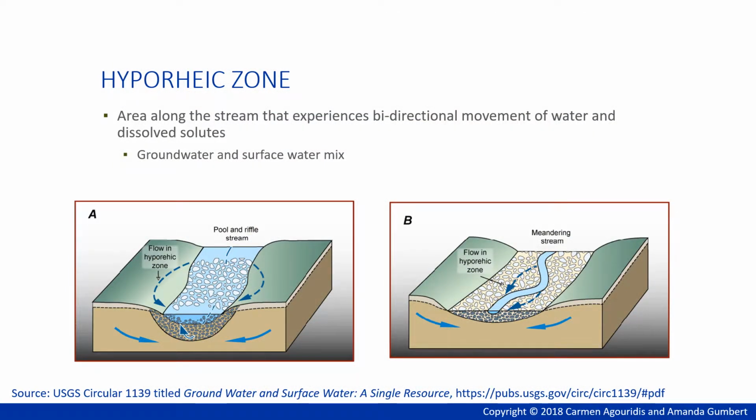Another important component of stream systems and riparian buffers is the hyporheic zone. The hyporheic zone is an area alongside the stream bed and banks that experiences bidirectional movement of water and dissolved solids. This means that surface waters and groundwaters mix within this zone. The arrows in figures A and B indicate the direction of water flow. In meandering systems, water can flow from the stream to the hyporheic zone before re-entering the stream. This concept is shown in figure B. In such instances, the hyporheic zone can provide water quality benefits.